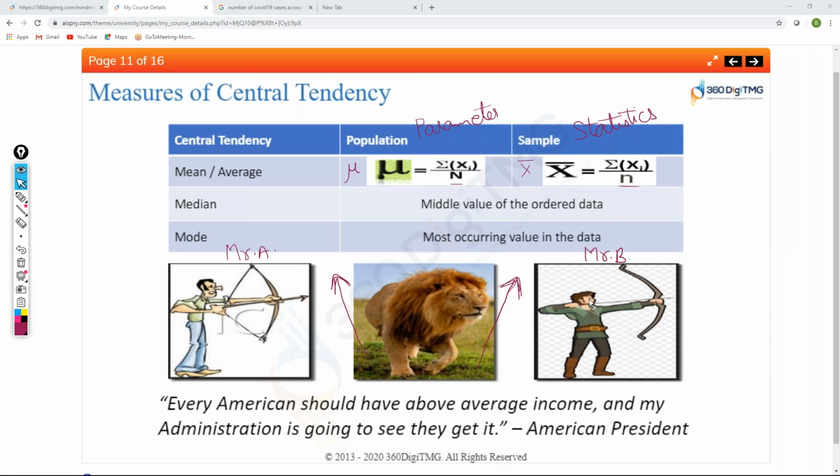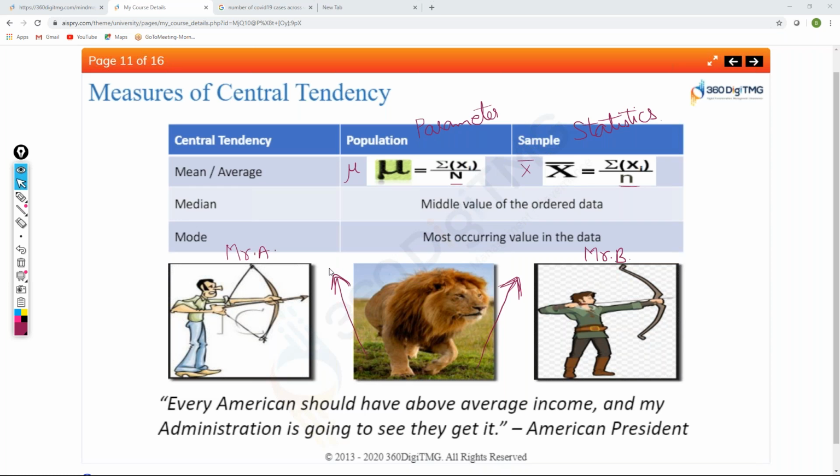These two people, Mr. A and B, have gone to the jungle for hunting. They see a lion charging at them. Mr. A releases an arrow and it misses the lion from the left side. Mr. B releases an arrow and it misses the lion from the right side. But both of these people jump with joy. Why?